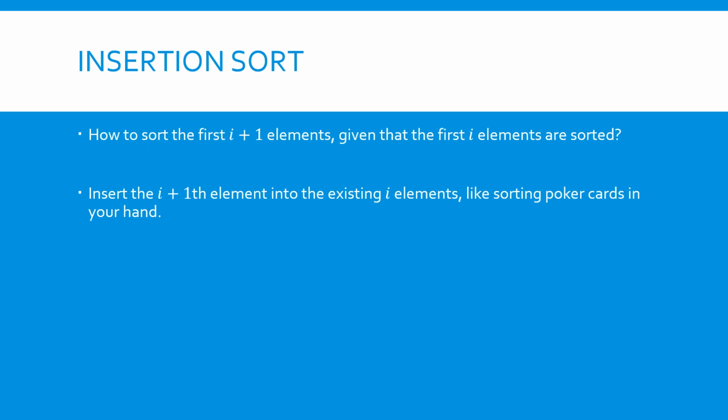Now, the problem becomes how to sort the first i+1 elements given that the first i elements are sorted. Like inserting a new poker card in a handful of already sorted poker cards, we simply insert the (i+1)th element to the proper position among the existing i elements.